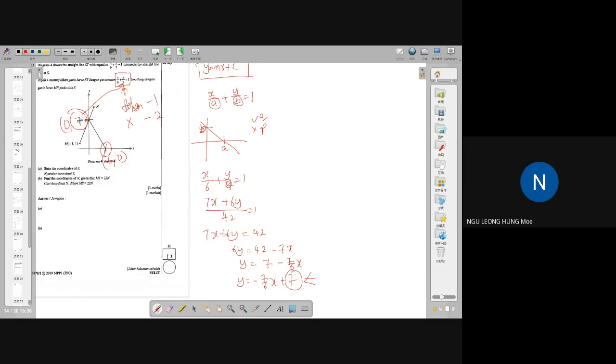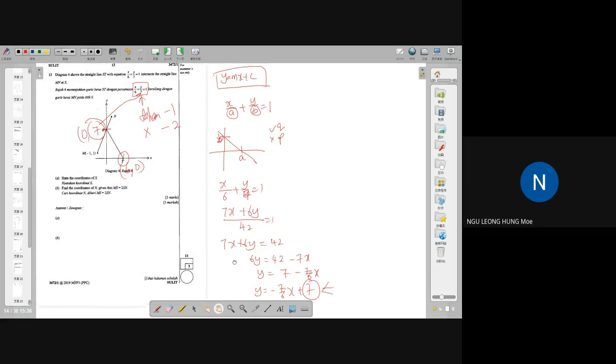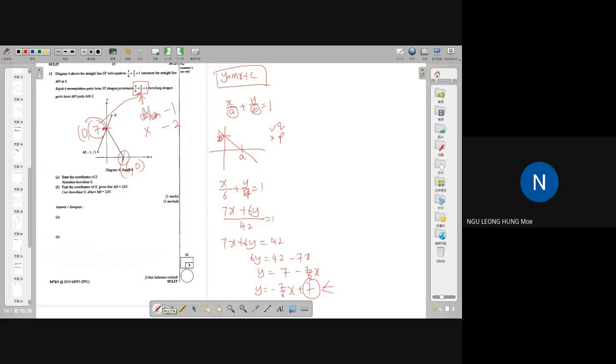Is S intersect with the y-axis? This is question number 11. No question. Yes. So you get the A. S will be 0, 7.